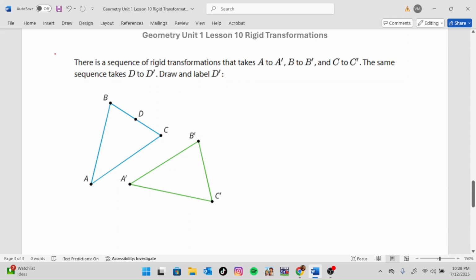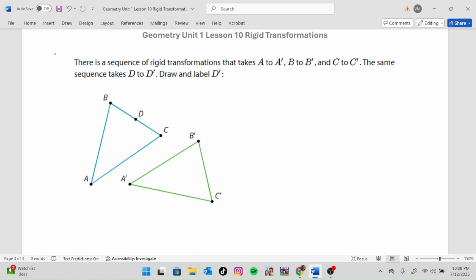Practice problem number 3 will be the last practice problem in lesson 10. Once we're done with it, we'll go back and review the learning target. There is a sequence of rigid transformations that take A to A prime, B to B prime, and C to C prime. The same sequence takes D to D prime. Draw and label D prime.